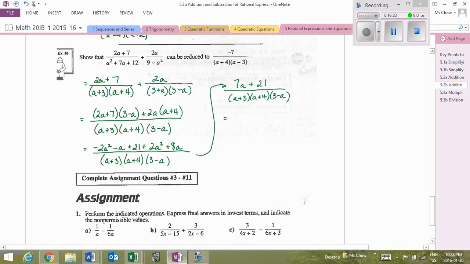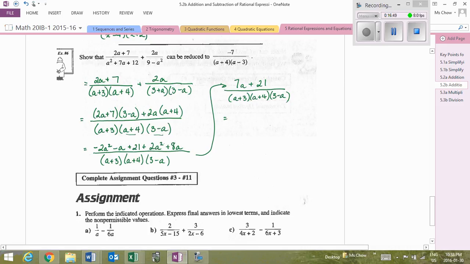once we factored that, we can see, and some of you may have taken out a negative 1 already. I just factored it as is, but we can see that a plus 3 and 3 plus a is a common factor, so I only need one of those, and then I just need an a plus 4 and a 3 minus a. So that means top and bottom here need to be multiplied by 3 minus a, top and bottom here need to be multiplied by a plus 4.